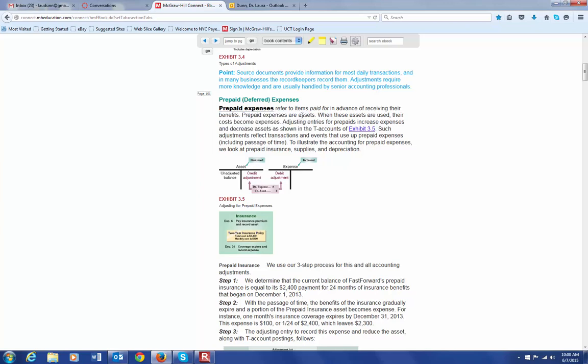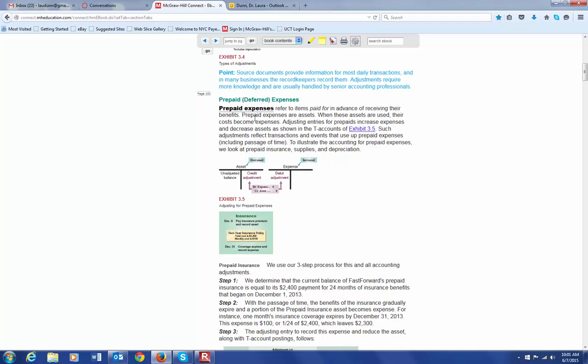Again, these refer to items paid for in advance of receiving their benefits. Meaning, again, let's use rent as an example. Often in businesses, you will pay for a whole year in advance with rent. That gives you sometimes a better deal on the rent. But you don't want the whole expense to be recorded in the first month. You want it to be stretched out over the whole year.